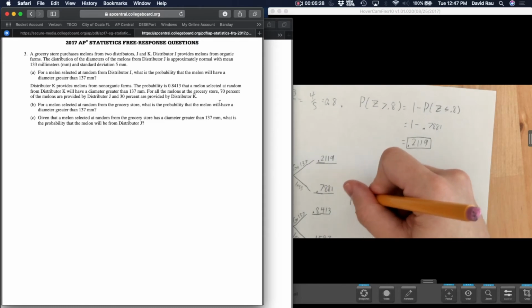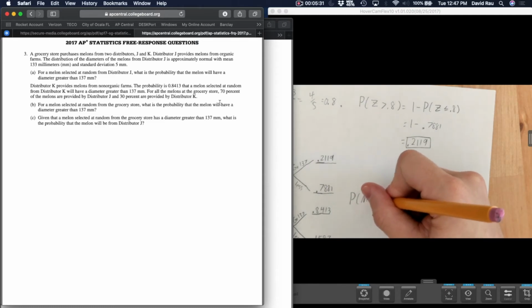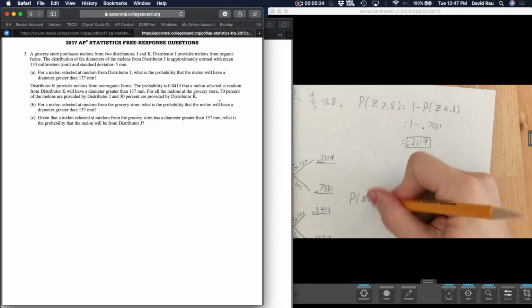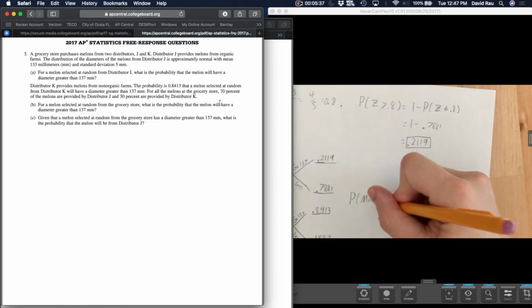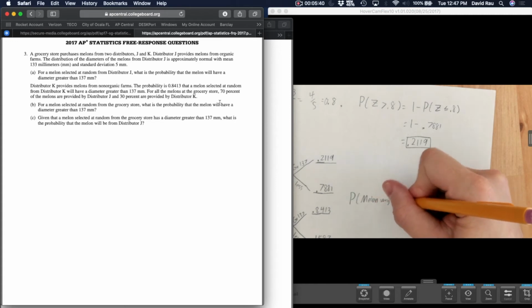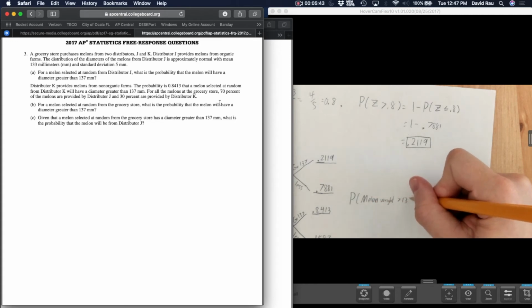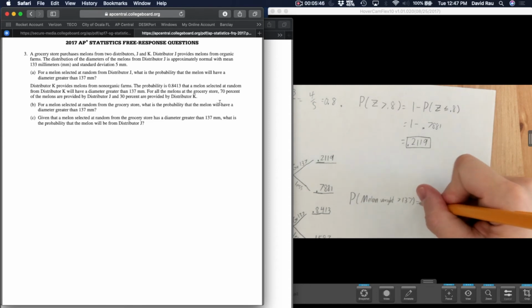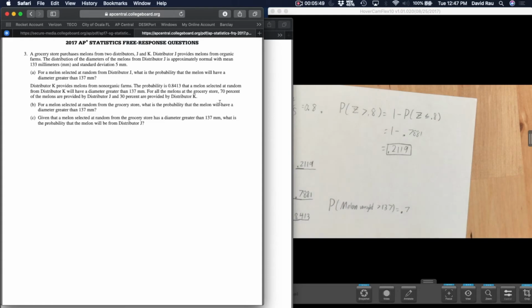So I'm going to write it like this: probability of melon weight greater than 137. That's calculated like this: 0.7, the odds of selecting a melon from J, times the odds of that melon being greater, plus the odds of getting one from the other distributor, times the odds of getting a melon that weighs more. So again, the idea is, on your way to select a melon that weighs more than 137, you have to first encounter which distributor came first.